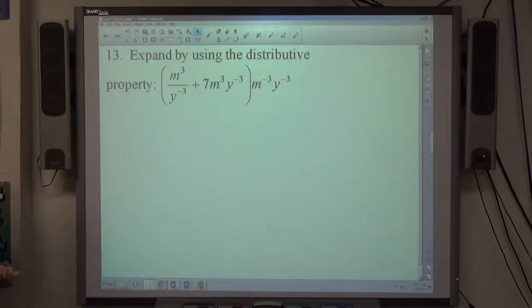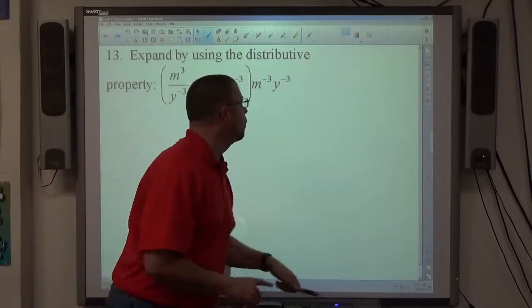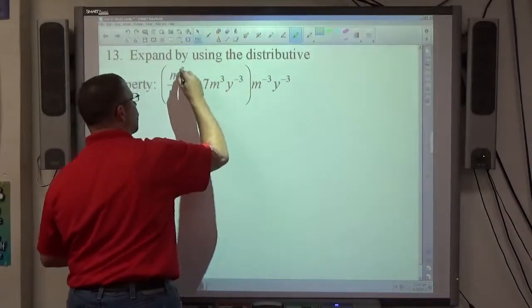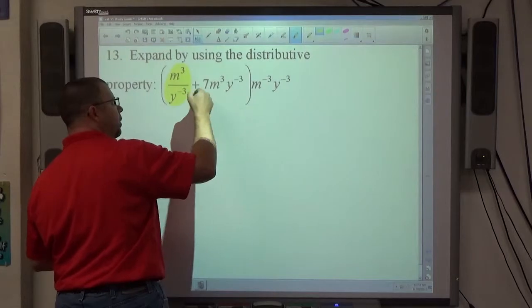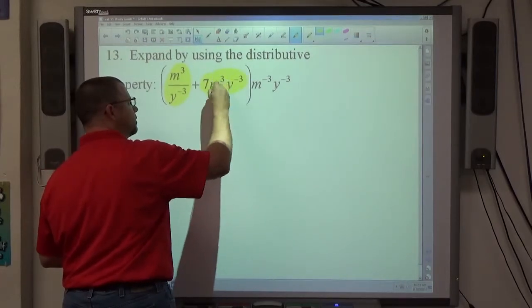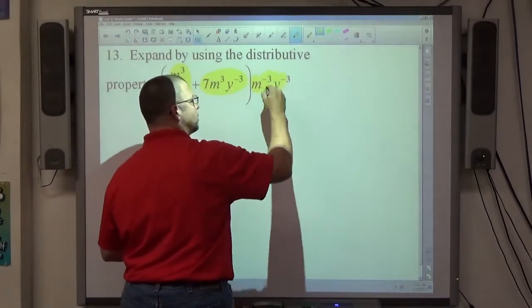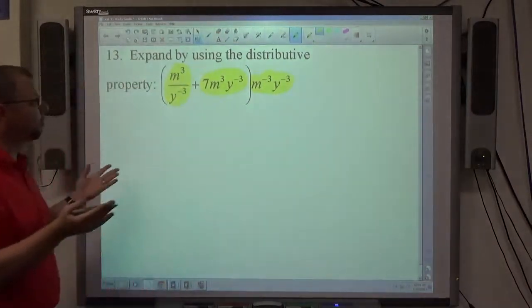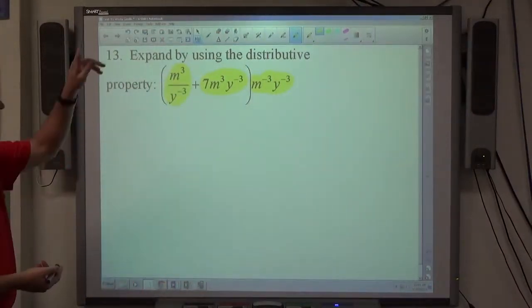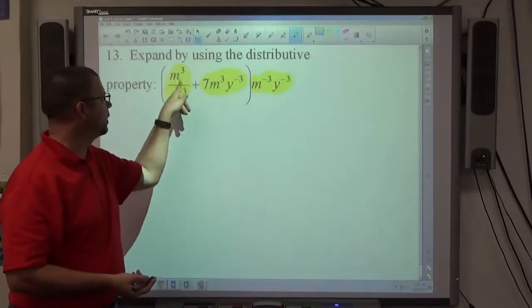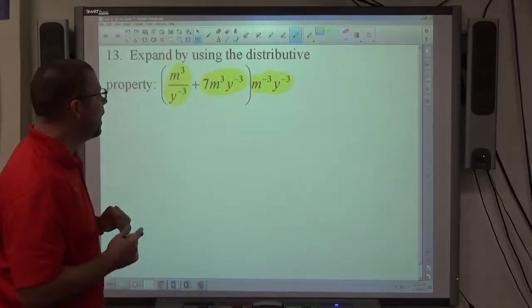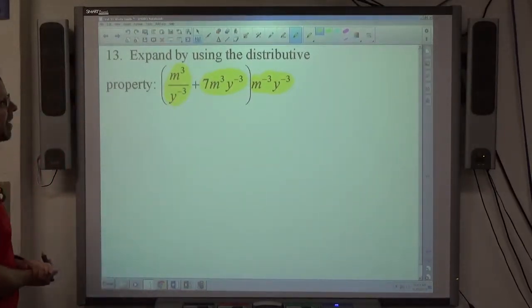Number 13, expand using the distributive property. Priority 1 here. Notice we have a term plus a second term times a third term. So I guess parentheses also separate terms. So this guy outside is multiplying equally times both terms inside. And what I'm noticing about everything is everything has negative powers.